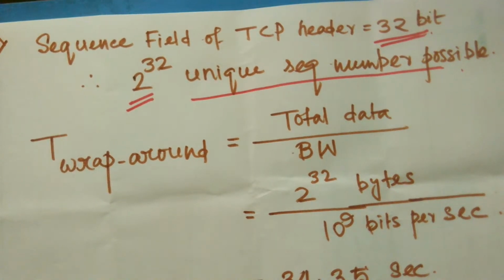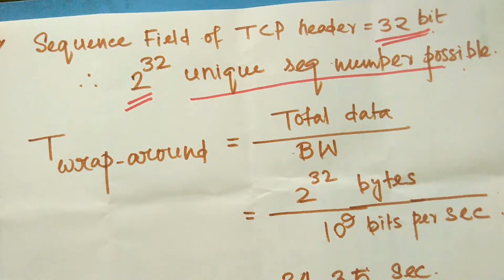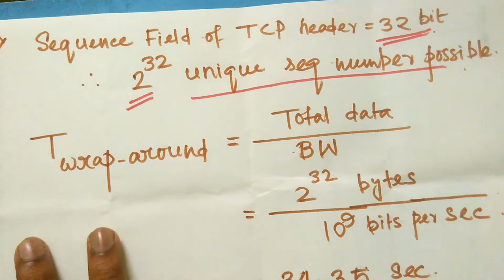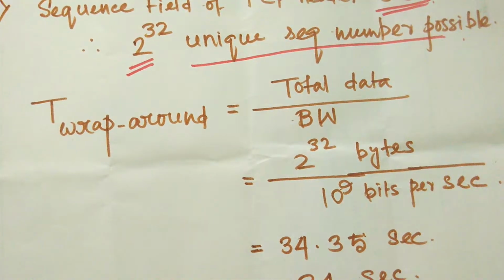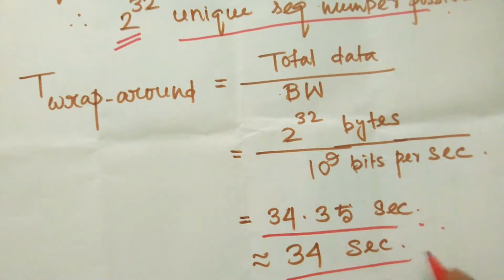So we know that the sequence field of a TCP header is 32 bits. So 2 to the power 32 unique sequence numbers are possible. So wraparound time is total data divided by bandwidth. What is the total data? Total data means we can send 2 to the power 32 bytes. Okay, and the bandwidth is 10 to the power 9 bits per second. So if we simplify this, we will get 34.35 seconds, which is rounded off to 34.